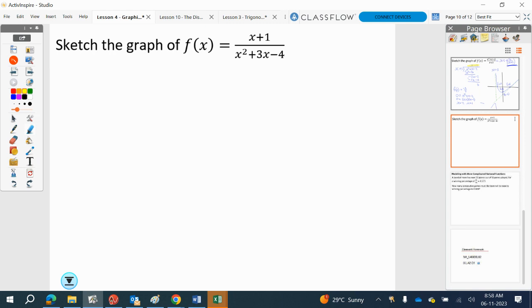So how do you get the x intercept? Set the numerator to 0. X plus one is equal to 0, so x is negative one. The x intercept is negative 1, 4.